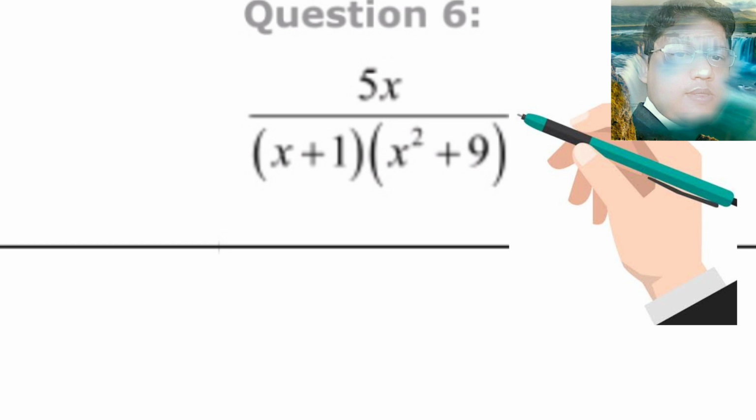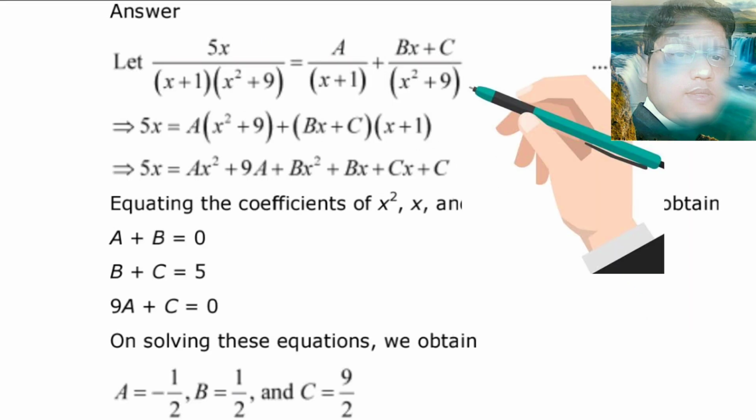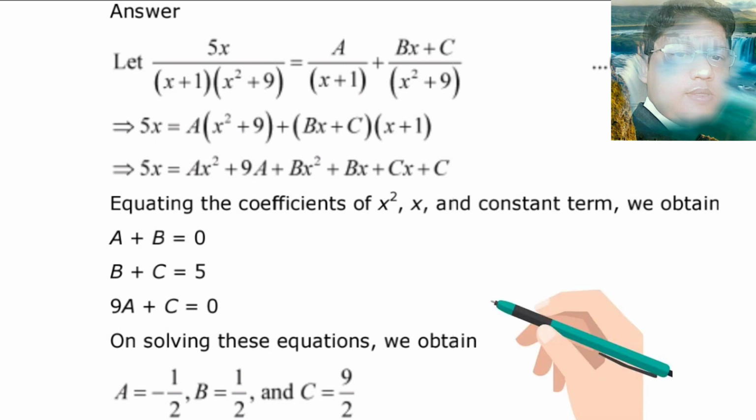Next, question number 6: 5x upon 1 plus x square into x square plus 9, and that is question number 6. So my students, according to the rules of partial fractions, a upon x plus 1 plus bx plus c upon x square plus 9, because it is quadratic, that is why I have to write the linear term here. Now I multiply according to the rules of partial fractions, and I take the coefficients of x square, x and the constant term.